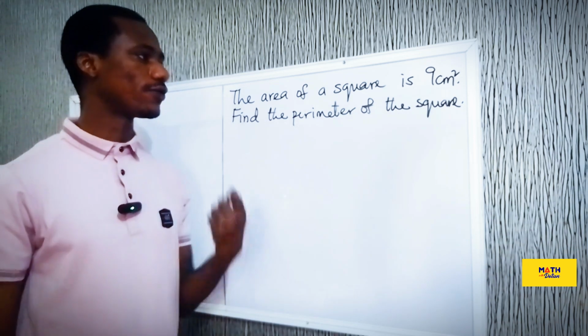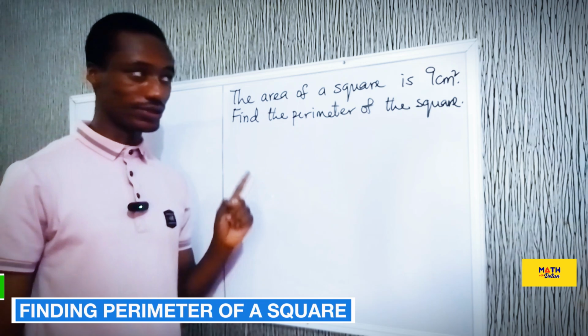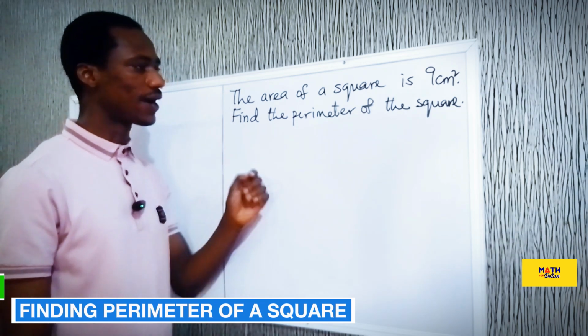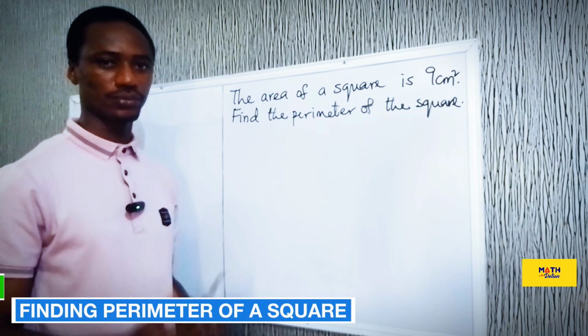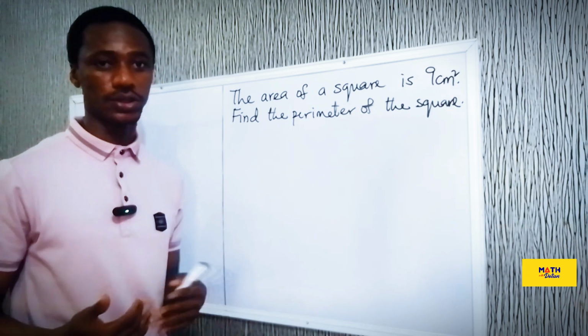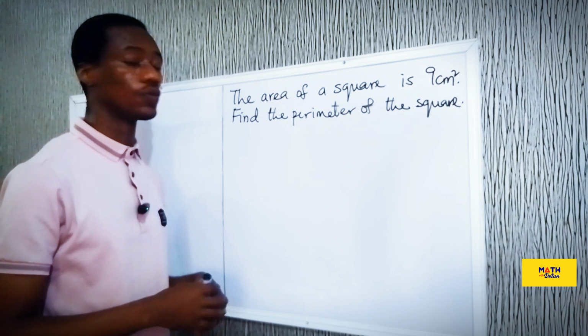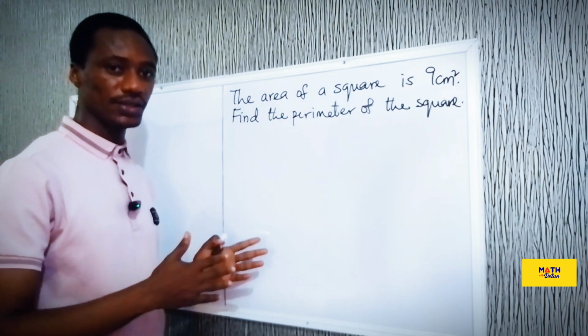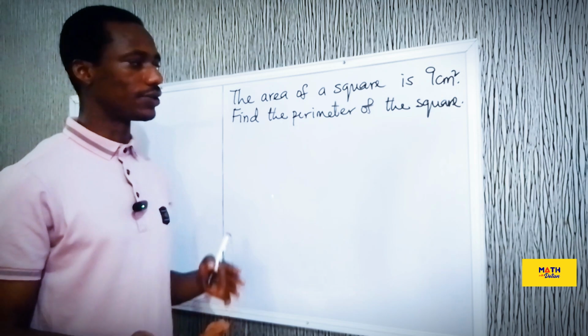The area of a square is 9 centimeters squared. Find the perimeter of the square. If you check in our playlist, we solved a question like this before, so let's just go over it real quick. We have the area and we have to find the perimeter.